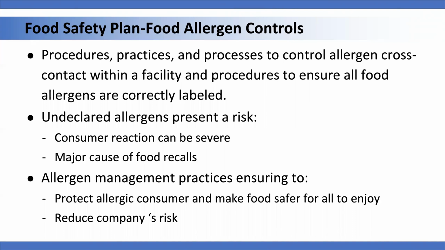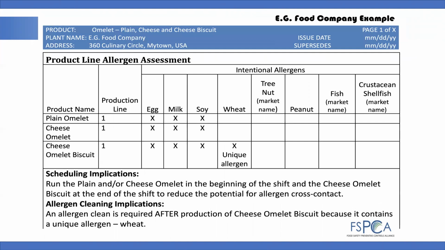The failure of food allergen control is so critical because consumer reaction could be so severe, and it is a major cause of food recalls. Allergen control must be taken to protect allergic consumers, to provide safe food, and to avoid company risk. Using this product line allergen assessment form, you need to identify and document any potential allergens as well as potential implications. These potential implications are scheduling implications and cleaning implications.